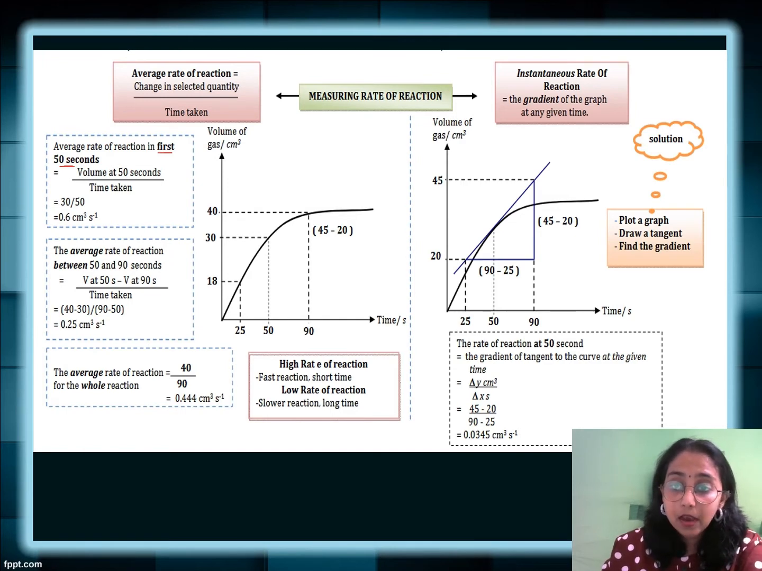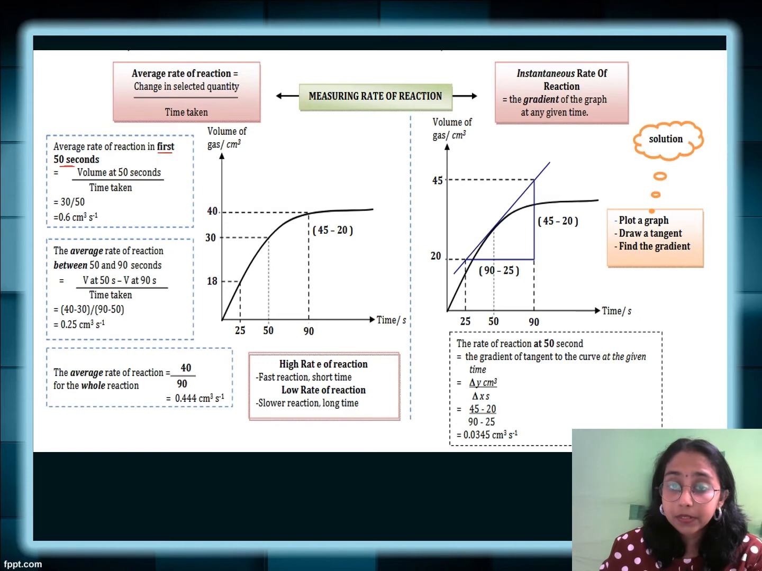So let's say now we are getting the data from the graph. This is the curve that has been given to you. What you have to do is go to your 50 seconds, look at the highest volume collected, which is 30. Initial was 0, right? So the difference in the volume of gas collected, 30 minus 0, gives you 30, divided by the time taken, 50 minus 0, so you get 50 seconds. Press your calculator now: 30 cm cube divided by 50 seconds. Hence, you will get your answer 0.6.